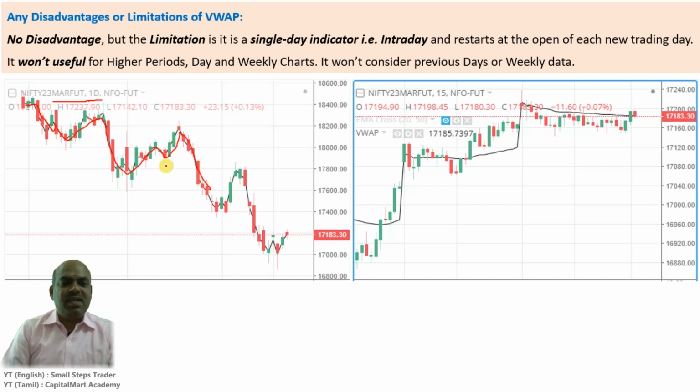Nothing. But you see on the right side, it is the same Nifty future chart, 15 minutes time frame. You see the VWAP line is here, price is here. VWAP is here, price is here. So, there is some difference. It's not hovering over it. So, we can derive something from this. What that is, we will see.